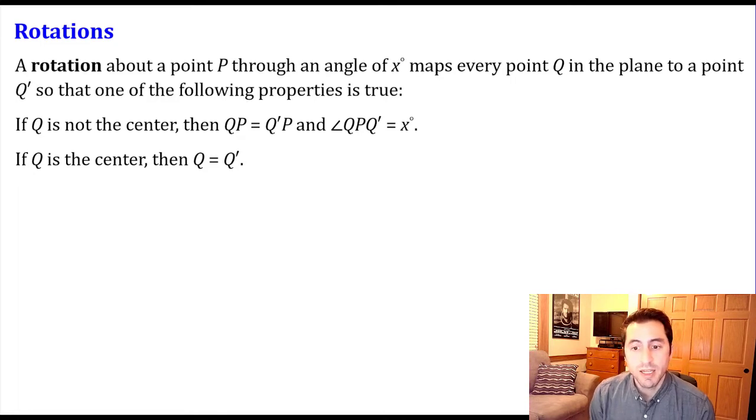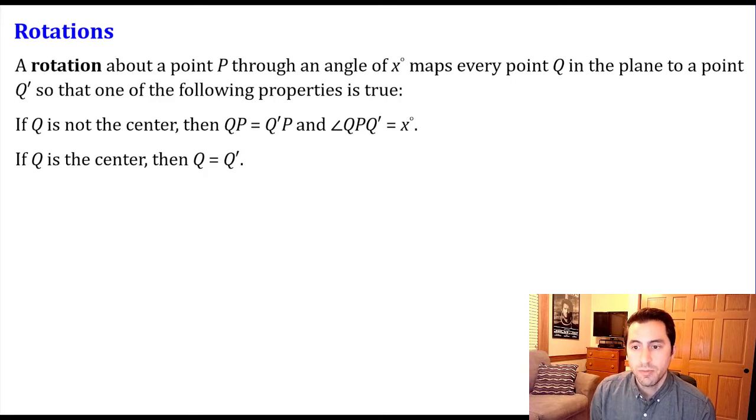And then the second case, this one's much simpler. If Q is the center, so if Q is on top of point P, then it doesn't move. It just rotates on top of itself, so Q and Q prime are the same. So there's a lot going on here. So I'd like to go back to the beginning of the definition and then start building a diagram to help us make sense of what this is saying.